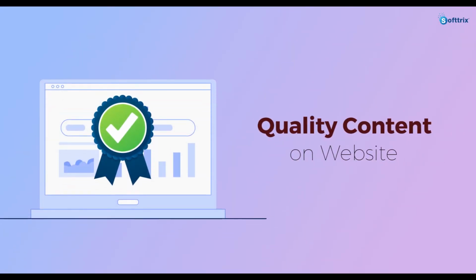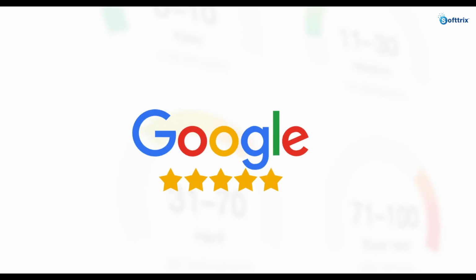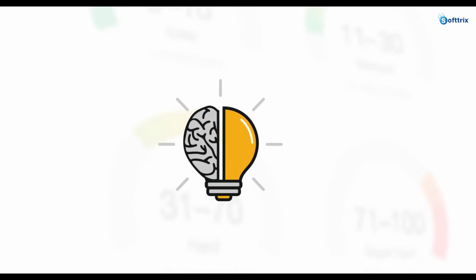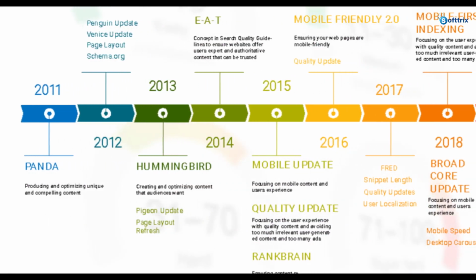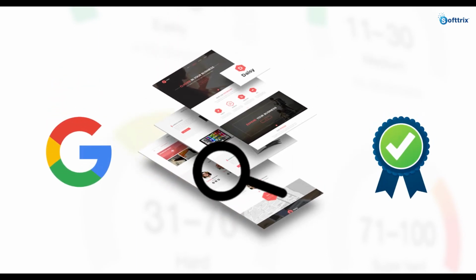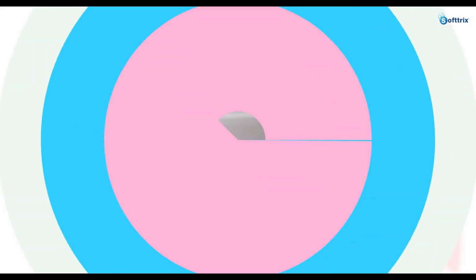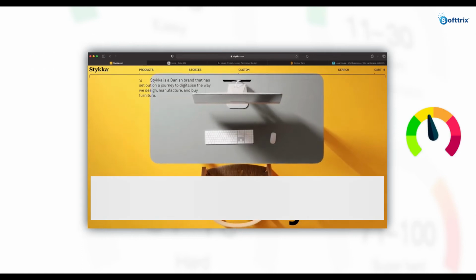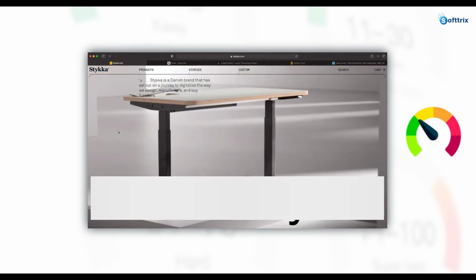Fourth factor is quality of the content on the website. As Google is smarter than ever before, its algorithm is very successful in detecting websites with exceptional quality of content. That said, it's no wonder why content quality is a driving factor for keyword difficulty.